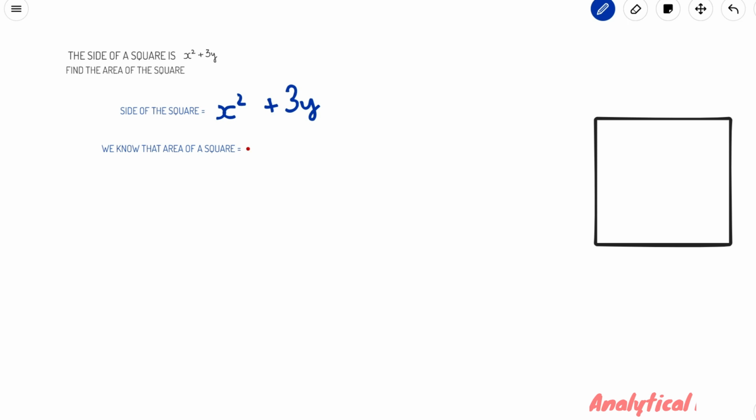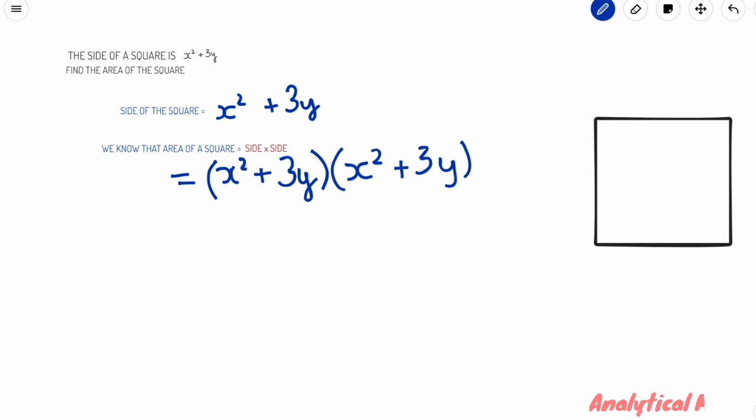We know that area of a square is equal to side into side. So it is equal to x squared plus 3y into x squared plus 3y. As x squared plus 3y is the side, we are using the formula to find the area of the given square. So we can write it as x squared plus 3y the whole square.